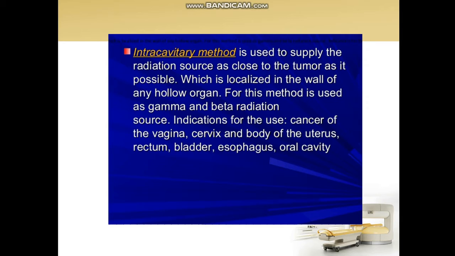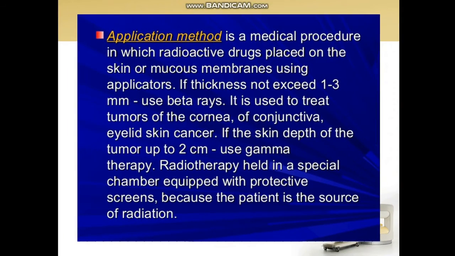Next type of brachytherapy is the intracavitary method. The intracavitary method is used to supply the radiation source as close to the tumor as possible, which is localized in the wall of a hollow organ. For this method, both gamma and beta radiation sources are used. Indications for use: cancer of the vagina, cervix and body of the uterus, rectum, bladder, esophagus, and oral cavity.